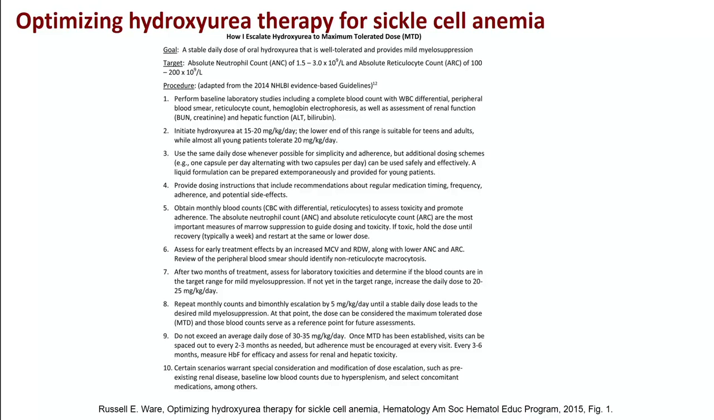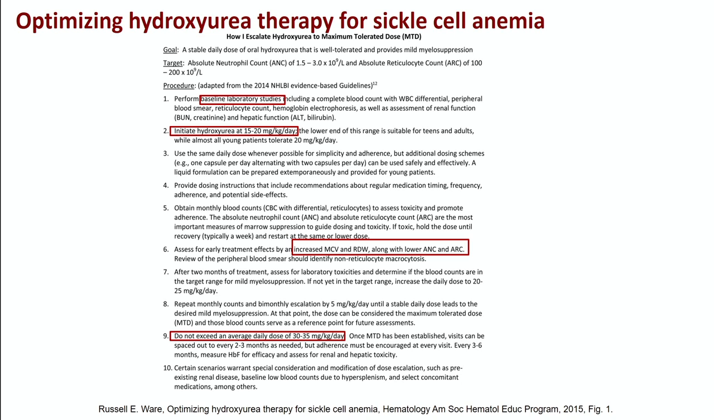So this is rather small font, but it's basically what I talked about just now. Different things to look at: you want to make sure you have the baseline laboratory studies that I just highlighted, and you want to start hydroxyurea at an appropriate dose for children and for adults. For adults, my practice is primarily full of adults with sickle cell disease, so we start them at a dose of 15 mg per kg per day. That should be the starting dose, and then you titrate up. You round it off to 500 milligrams, which is the most common formulation that we have.